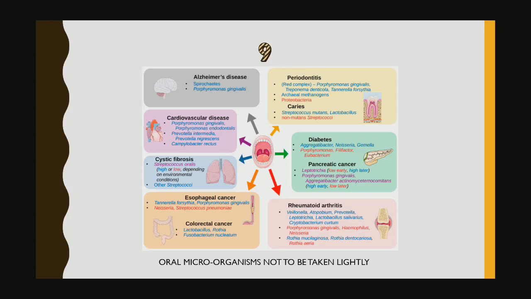So as I told you, the oral cavity has a lot of microorganisms. Some of the microorganisms are responsible for Alzheimer's disease, cardiovascular disease, cystic fibrosis, esophageal cancer, colorectal cancer, diabetes, pancreatic cancer, rheumatoid arthritis, and in our dental field, periodontitis and dental caries. All the organisms are present in the oral cavity. So if the oral cavity is not maintained properly, when these microorganisms invade the blood vessels, they can be harbored or seeded to different parts of the organs, causing all these problems.